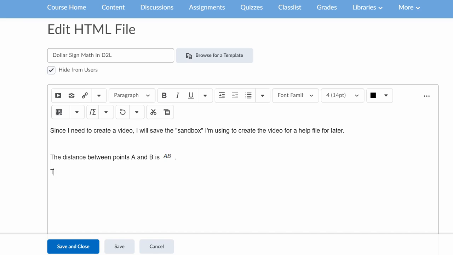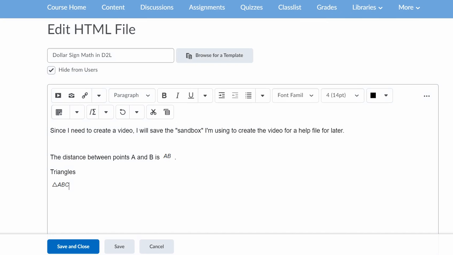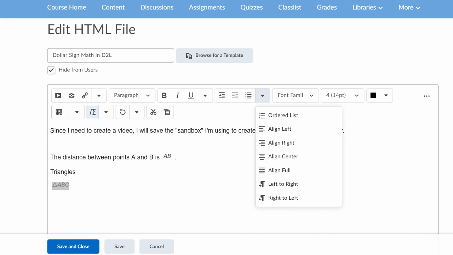Let's look at triangles. So here we go, LaTeX equation. And so with LaTeX, we use a backslash and the word triangle. And then I can type ABC. And what will happen when I insert that is that I'll get this nice triangle ABC. And like I said, we can center that if we'd like.